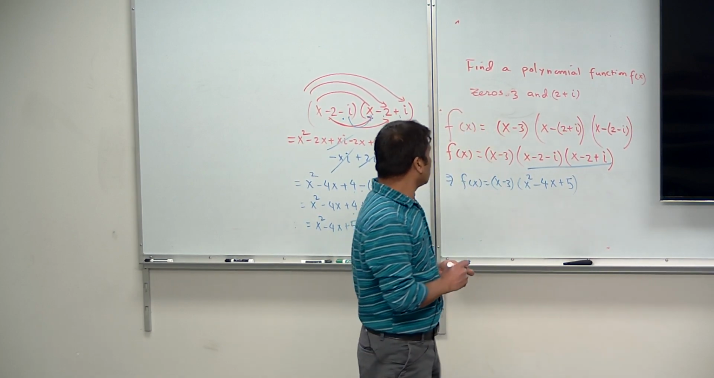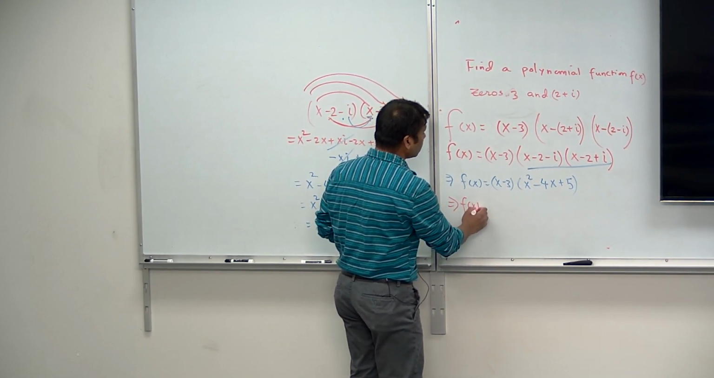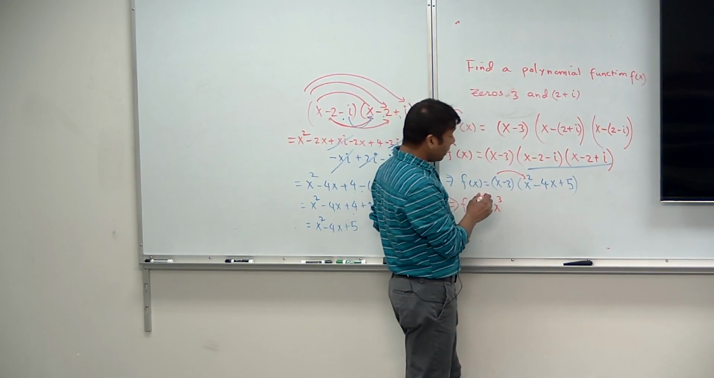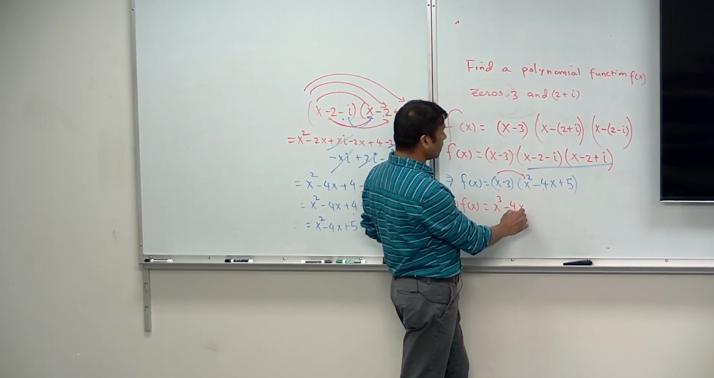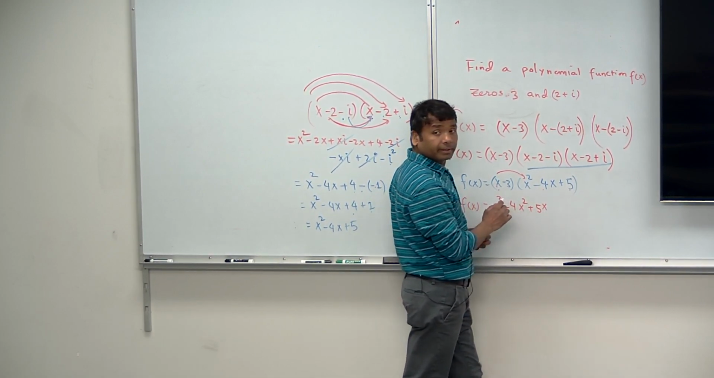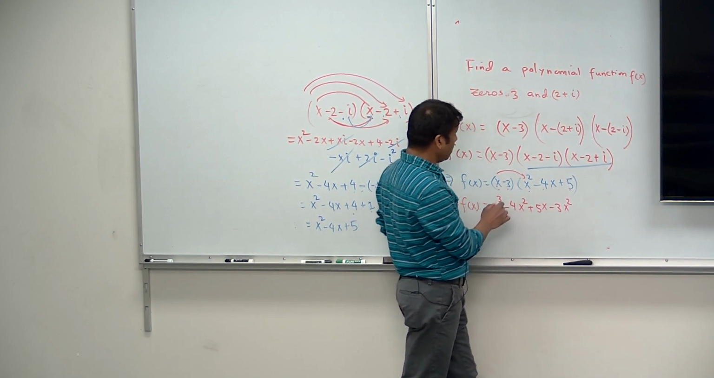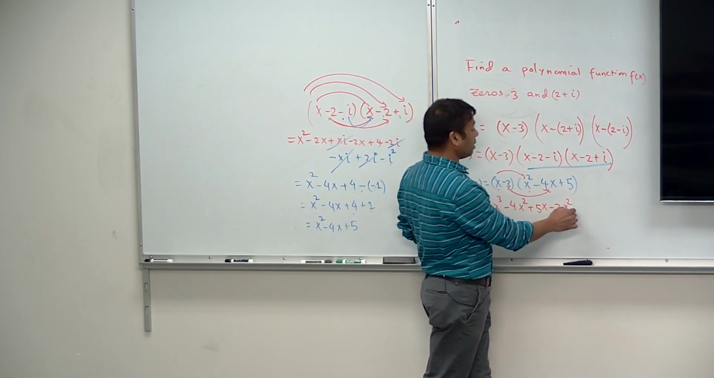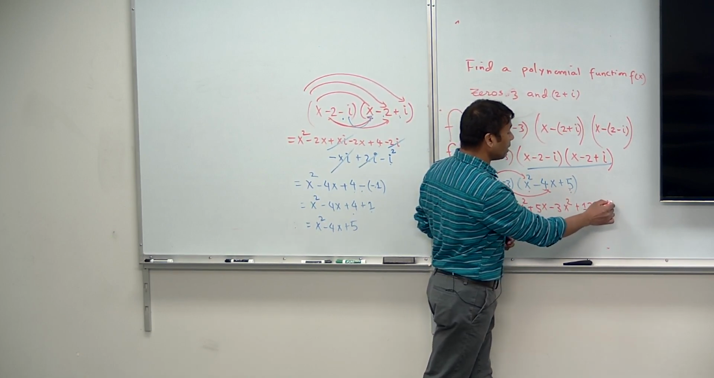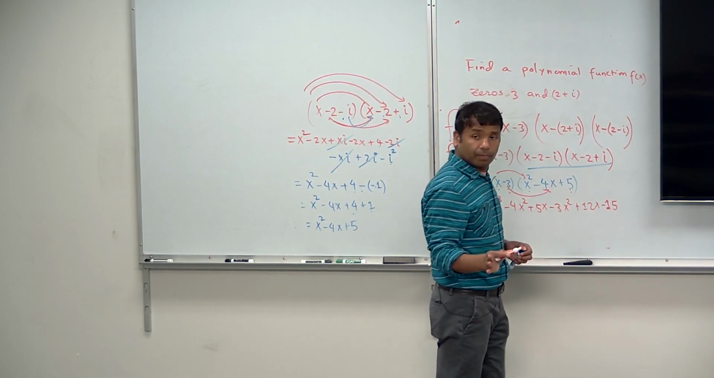Good. So now again you use FOIL. So f(x) equal to x times x squared, x cubed. x times negative 4x is negative 4x squared, x times positive 5, 5x. Are you guys with me? So negative 3 times x squared, negative 3x squared, negative 3 times negative 4x, positive 12x, and negative 3 times positive 5 is negative 15. Good?